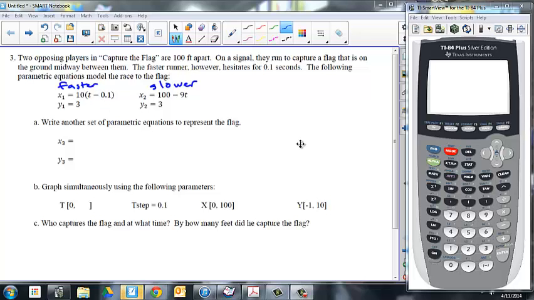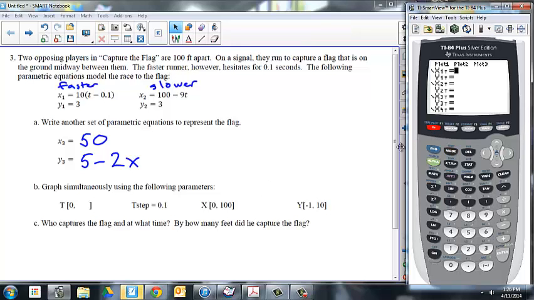It says that we need to write a parametric equation to represent the flag in this scenario. Now, we know that the flag is midway between them, so we know the x value is, of course, 50. The height of the flag isn't really so important, but if we want to actually see it on our graph, I would do something like this. I would say the flag is 5 minus 2x. Something like that should do the trick. Let's go ahead and punch these into our calculators.